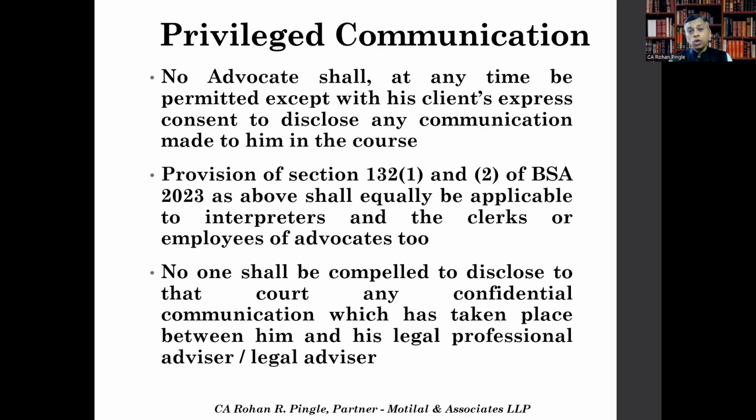Privileged communication. This part is very important. No advocate shall at any time be permitted, except with his client's express consent, to disclose any communication made to him in the course of the proceedings. This is applicable to all the professionals. The provisions of Section 132 sub-section 1 and sub-section 2 of BSA 2023 shall equally be applicable to the interpreters and the clerks or the employees of the advocates too. And that is also applicable to the professionals who are dealing in the proceedings.